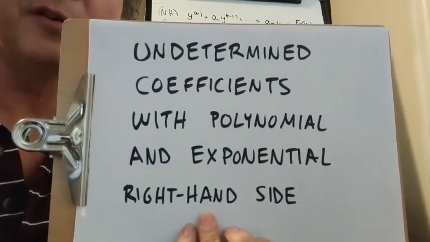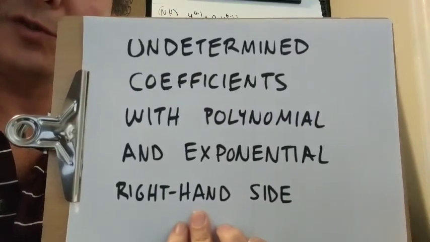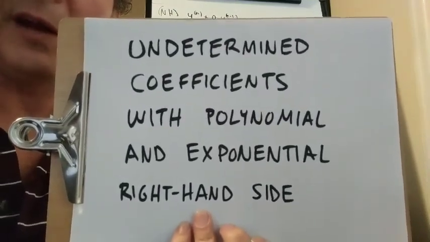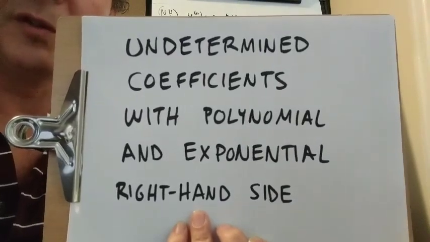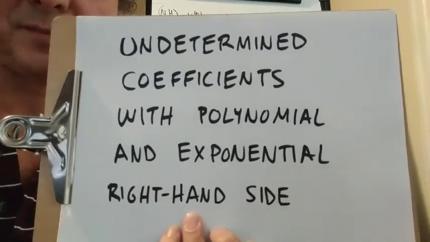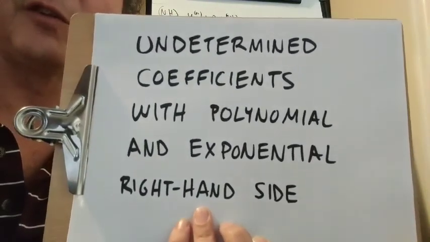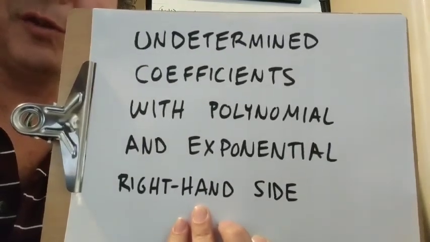We're using the method of undetermined coefficients to find one particular solution of a non-homogeneous differential equation. Then we're going to add that to all possible solutions of the corresponding homogeneous differential equation to get all possible solutions of the non-homogeneous differential equation. Let's look first at the case where that right-hand side function is a polynomial times an exponential.